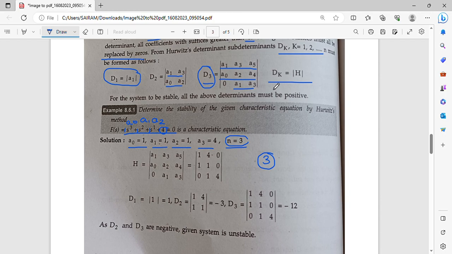So when we consider D3, what is D3? It is a1 a3 a5, a0 a2 a4, 0 a1 and a3. So you substitute this, right? So a1 is 1, a3 is 4 and what is this, a5 is 0. Why 0? Because a5 does not exist, we only have a0, a1, a2, a3, correct? So since we only have that, a5, a6, a7, a8, a9 are all zeros, right? So a0, a2 is 1, and a4 we don't have, so that is 0. And what else? This is 0. So this is a1 is 1, a3 is 4.